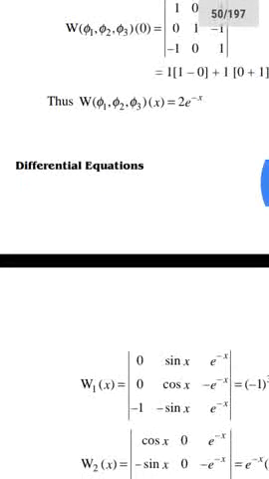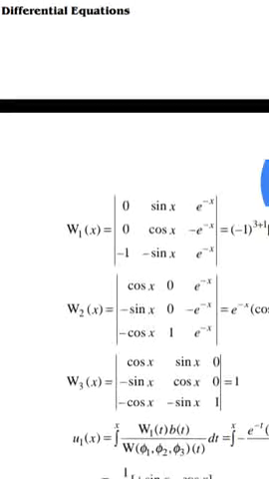W(φ1, φ2, φ3)(x0) = e^(-x) W(φ1, φ2, φ3)(0). W(φ1, φ2, φ3)(0) is the determinant with rows 1, 0, 1; 0, 1, -1; -1, 0, 1, which is equal to 2. Therefore, W(φ1, φ2, φ3)(x) = 2e^(-x).